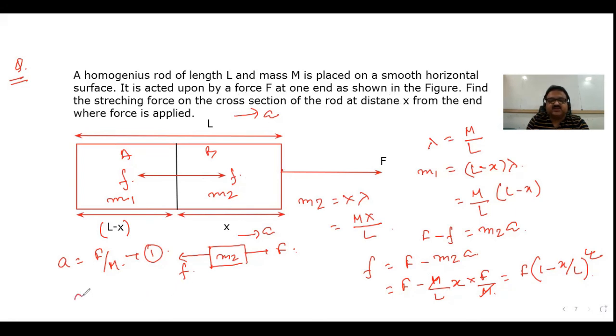Look, if I want to find the value at this end, at x equal to 0, if I put x equal to 0, small f equals capital F. If I want to find it at the other end, x equal to capital L, if I put x equal to L, f equals 0. So this is the technique of solving this kind of sums. Up to this today. In the next video, I will show you how to handle the problem related to the connected system with the help of tension. Bye.